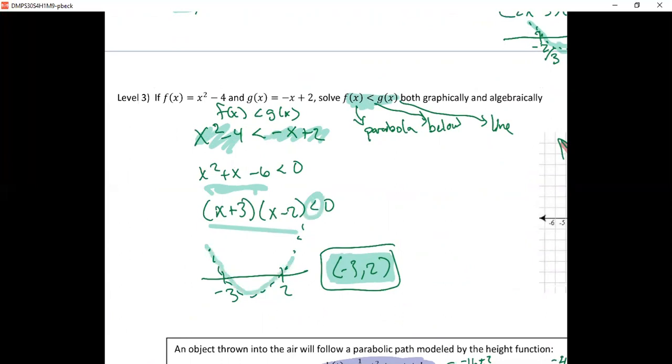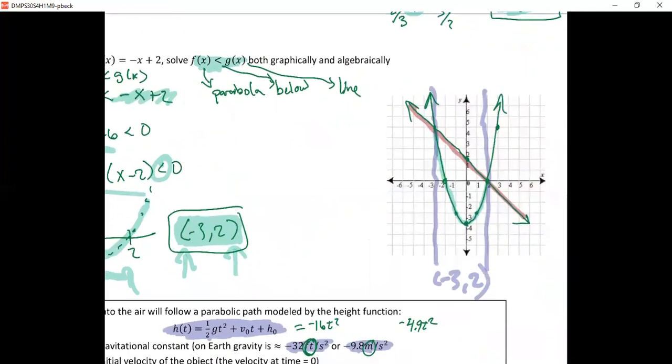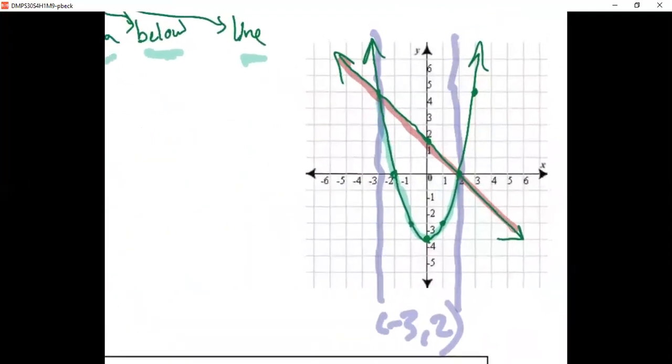My mock parabola, again, opens up because of the positive leading coefficient. I want to know where this is less than 0, which would be in this region, from -3 to 2, not including the endpoints, because it's just less than, not equal. Graphically, if I graph both, this says: where is the parabola less than the line? The parabola is less than the line on the region from -3 to 2.